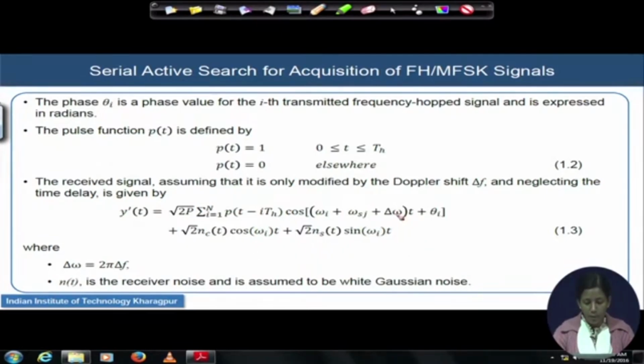And remember, like the other two terms, we have represented the Doppler shift in terms of its angular domain, and del omega will be represented by 2 pi del f. So now equation 1.1 is changed to 1.3 when the Doppler shift is contributed into the received signal model, and complex white Gaussian noise is also added.